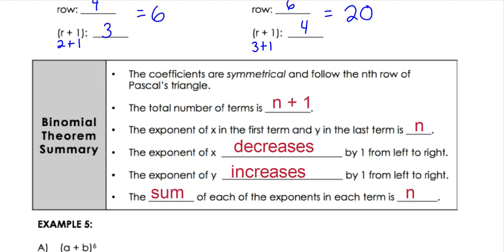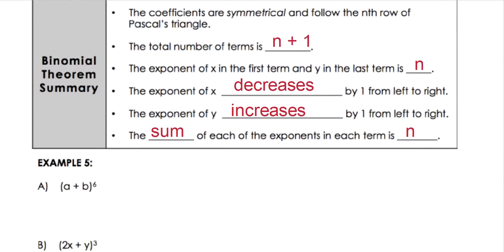All right, so we're going to use all that information to do some expansions here. So the total number of terms is going to be n plus 1. So in this case, our total number of terms is going to be 1 more than 6. So we're going to have 7 terms to write out here. So it's kind of a lot.